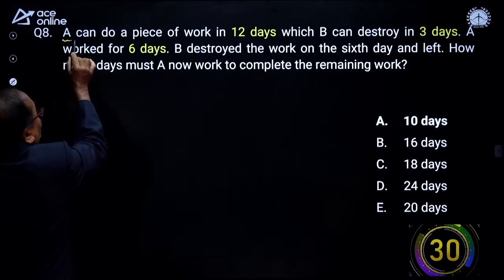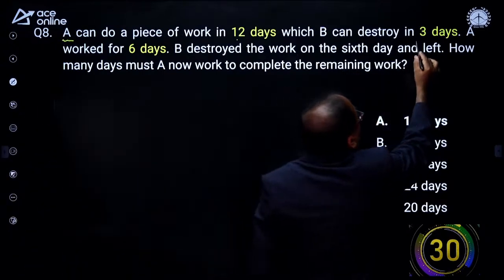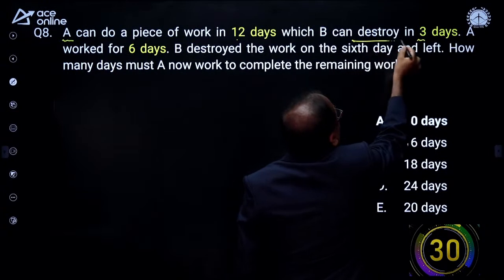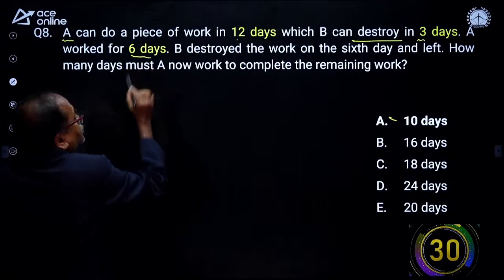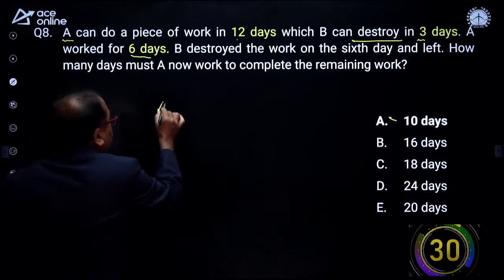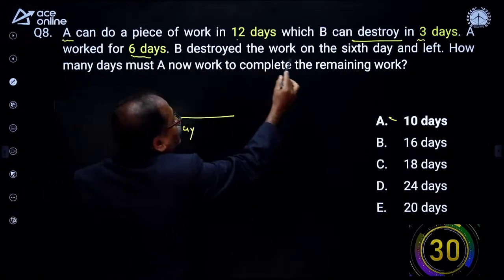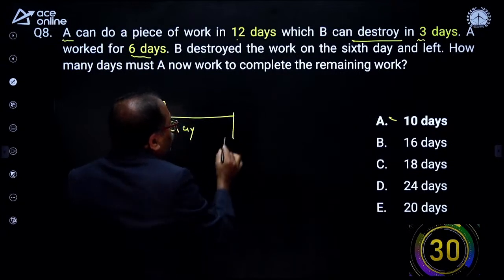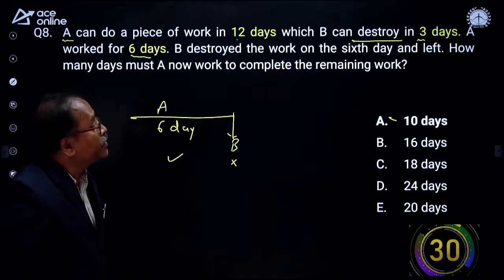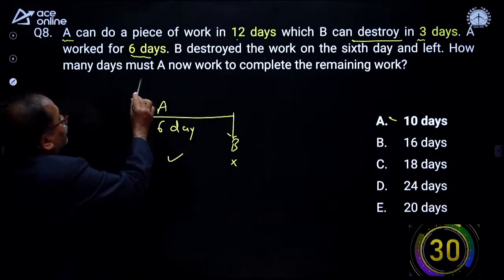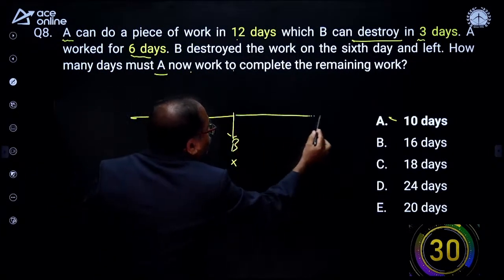A can do a piece of work in 12 days. And B can destroy the work, negative work, in 3 days. A worked for 6 days, right? He worked for 6 days. And B destroyed the work on the 6th day. On the 6th day, B did the negative work. Here it's a positive work. And how many days must A now work to complete the remaining work?